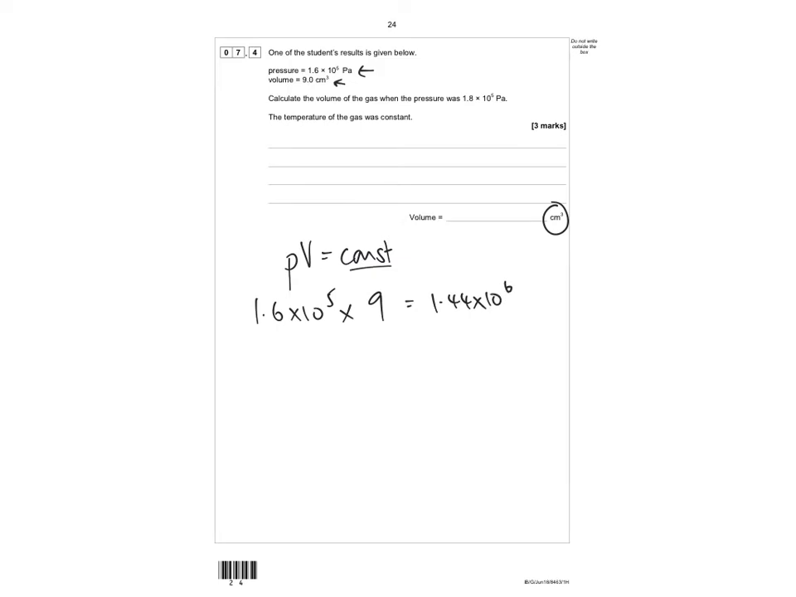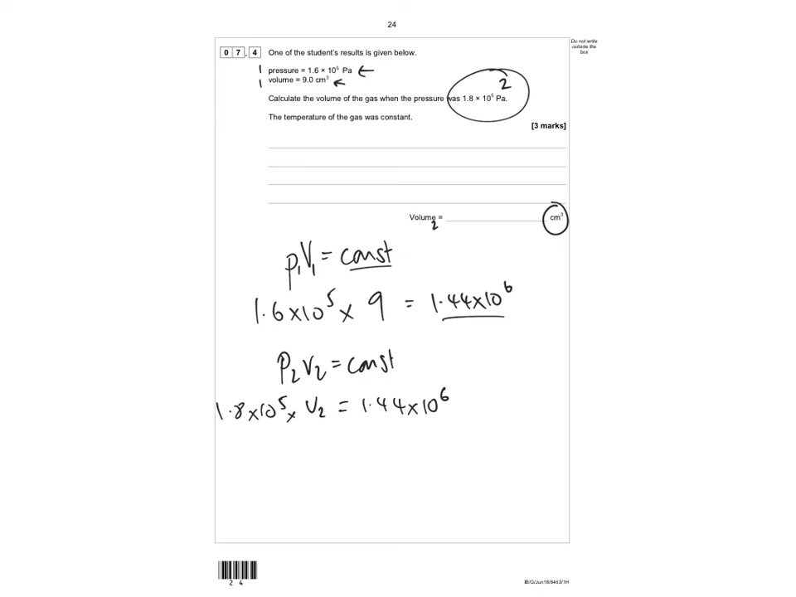The next step is to realise that was P1 and V1, and now we've got another pressure, and we've got a second volume. So we can now say P2 V2 equals a constant. And because it's the same system, it's the same constant. So P2 V2 equals 1.44 times 10 to the power of 6. We're given P2, which is 1.8 times 10 to the 5, and then we're trying to find V2. So V2 is 1.44 times 10 to the 6 divided by 1.8 times 10 to the 5, and that gives a value of V2 of 8.0.